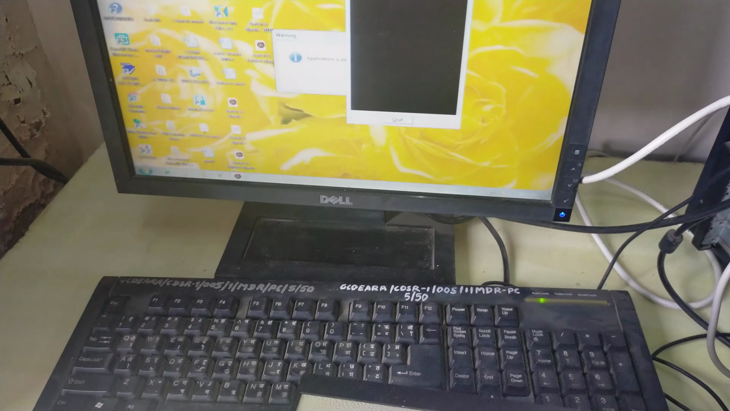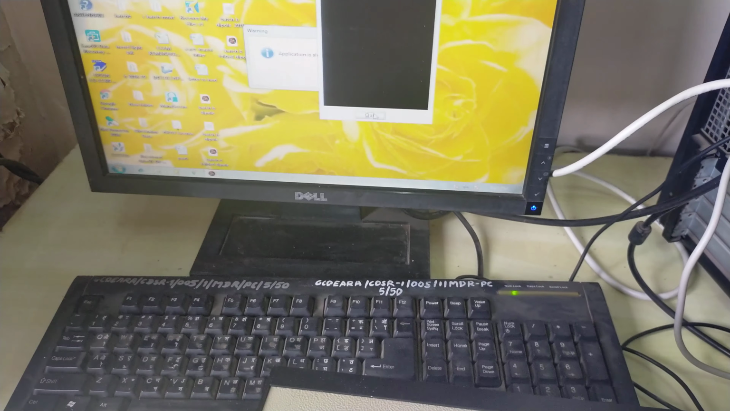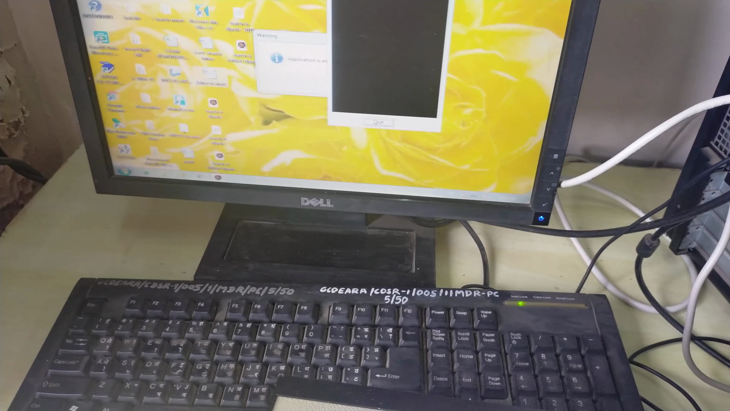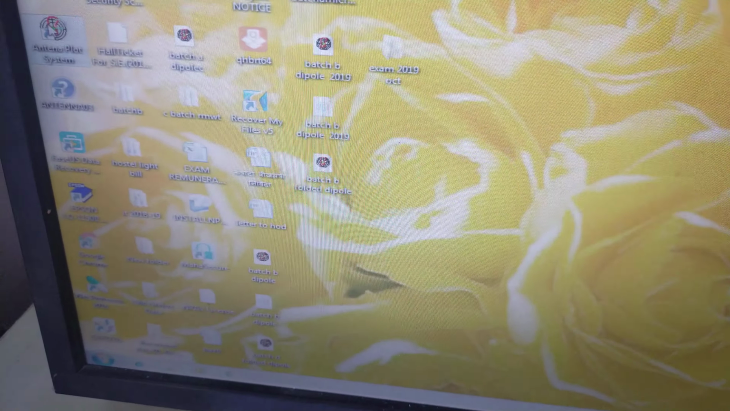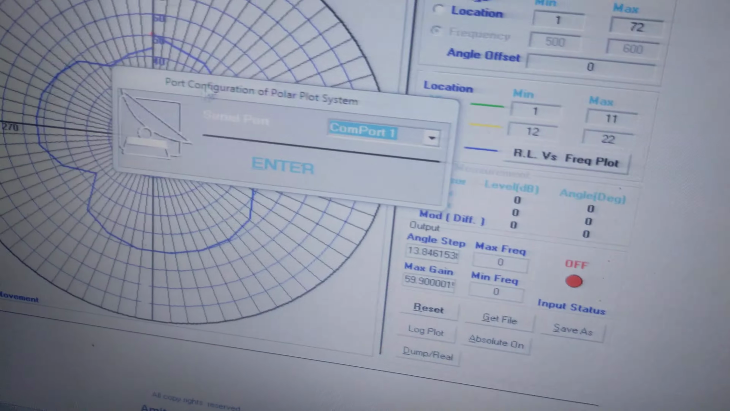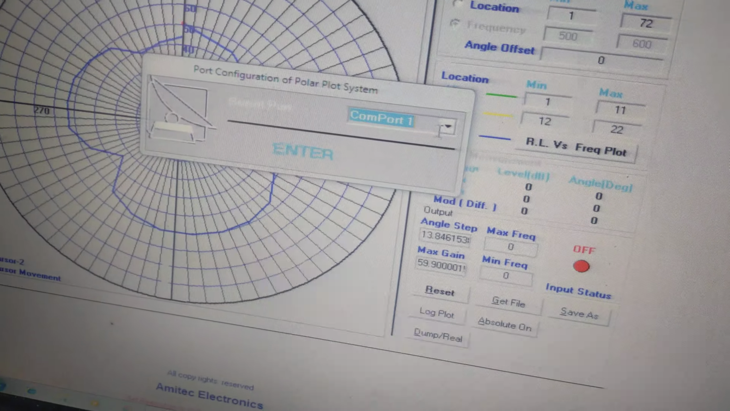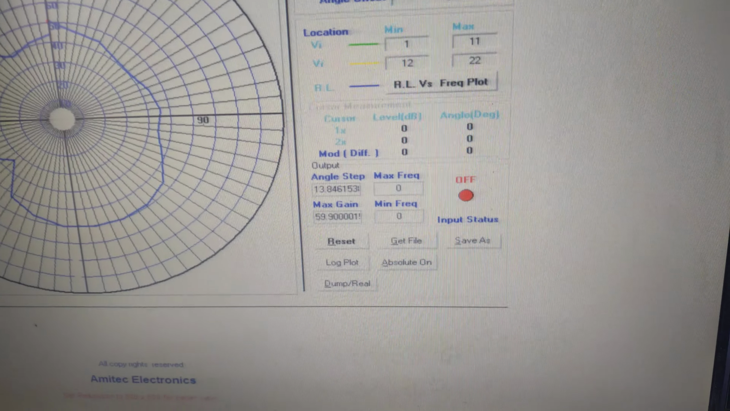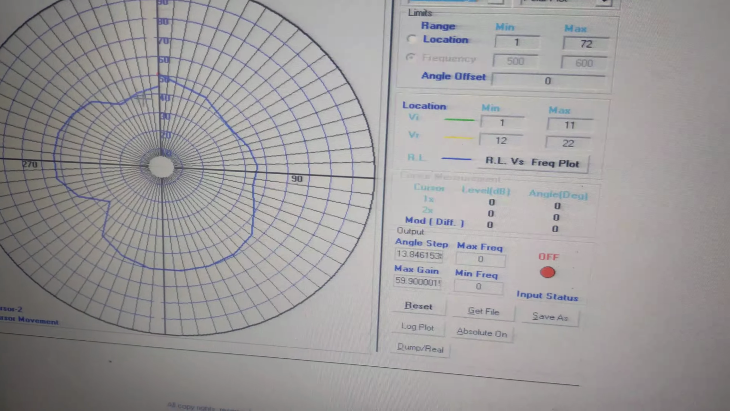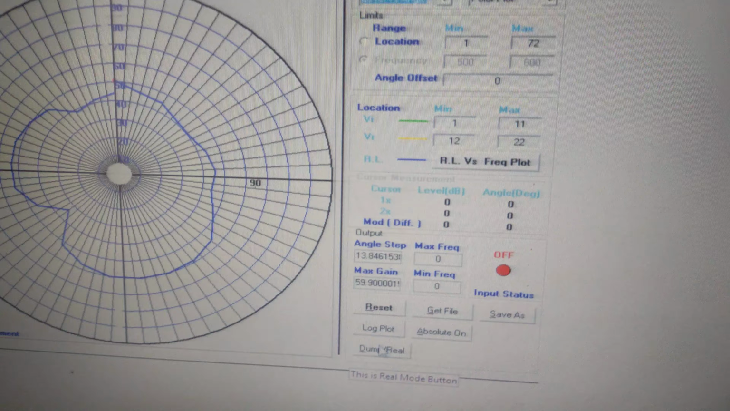Then we will turn the display on. Close, refresh. Here the antenna training lab software is there, so click on the antenna training lab software. We will get the antenna plot system. So COM port 1 we have to select. Select COM port 1 and enter. After entering, this is the previous graph of a dipole antenna, that is, the folded dipole antenna.